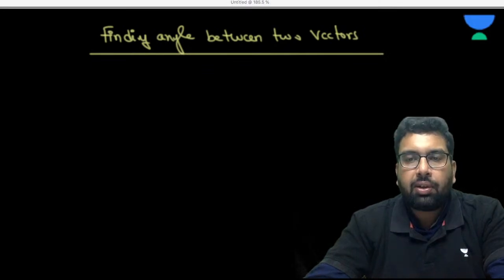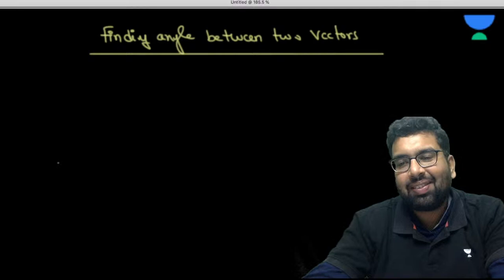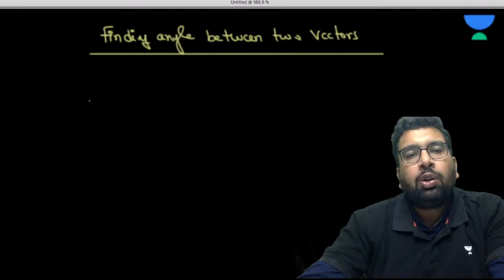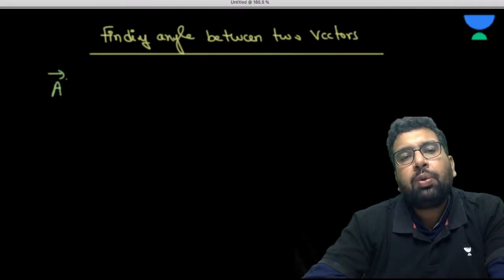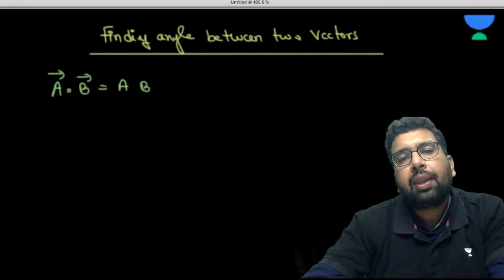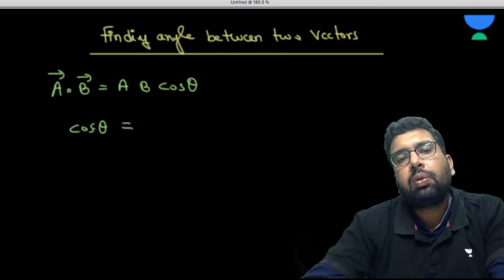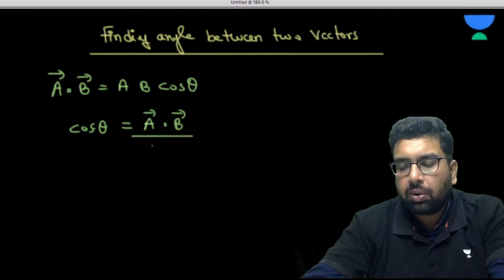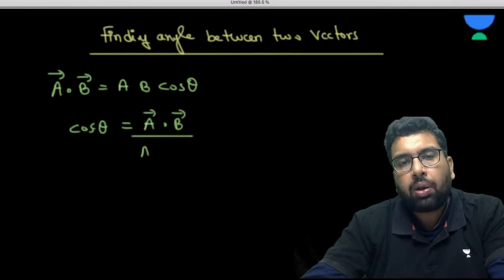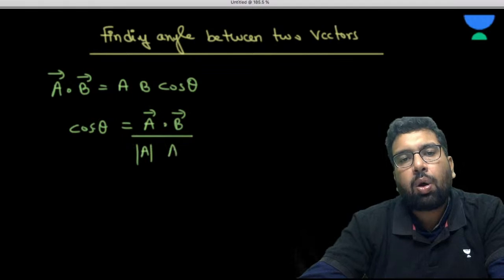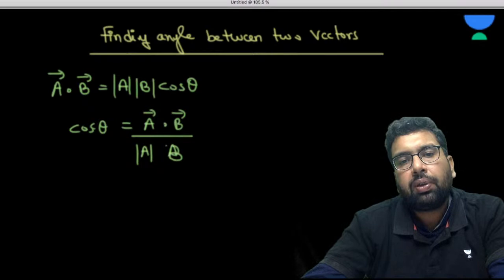Today I could have done some questions using this also, but I haven't taught it. Now, very simple. We know that the dot product of two vectors is AB cos theta. So cos theta is going to be the dot product of A vector and B vector upon A mod into B mod. I can put it like this also so that we don't get confused.